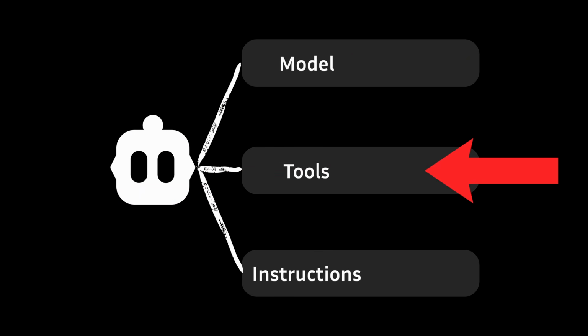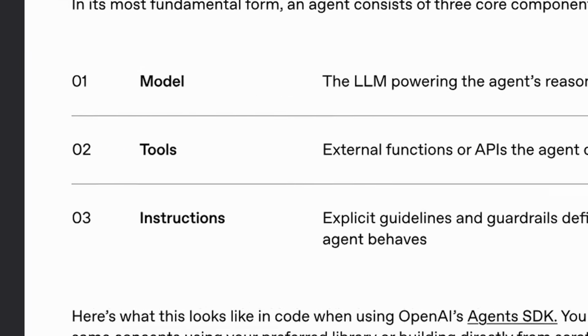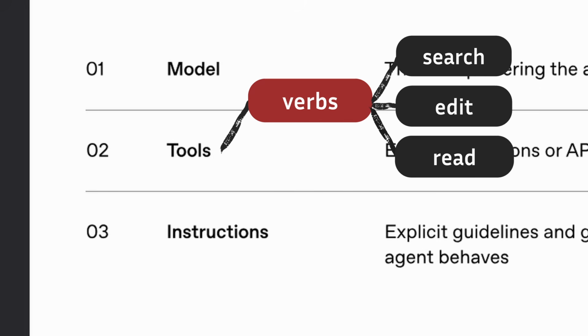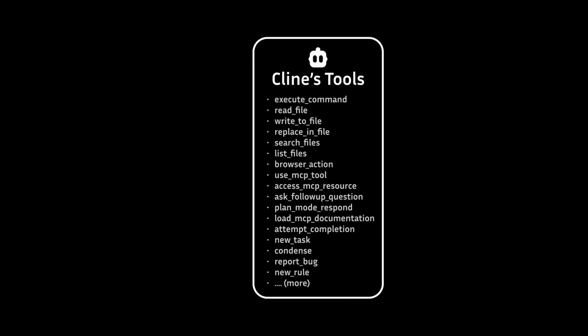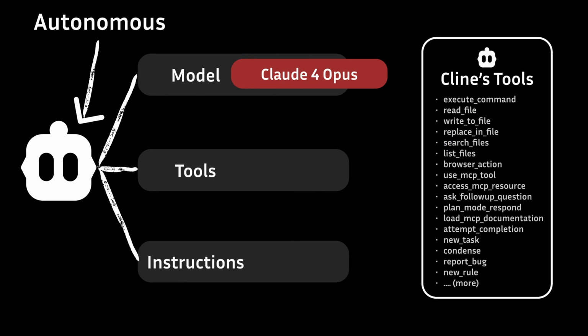The next is tools. OpenAI defines tools as external functions that an agent can use to take actions. So think of it like a verb, like search, edit, and read. Cline offers tools just like these. In fact, here are some examples of tools that Cline uses. So with the brain that we just chose for the agent, it can now look at these tools and decide all by itself what tools to call. And when people say an agent is autonomous, this is what it's referring to.